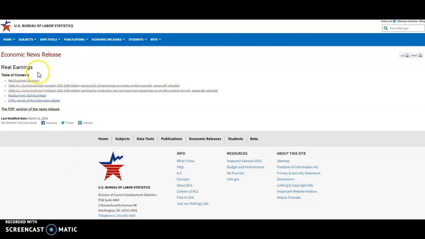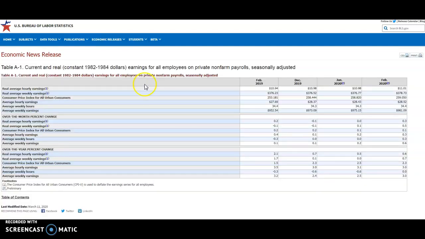Let's go to the table of contents. A very simple report. There's table A1 and A2, and they both give similar information, but A1 focuses on all employees, whereas A2 focuses on production and non-supervisory employees only. Let's go ahead and start with A1. We're taking current and real earnings for all employees on private, that is non-governmental, non-farm payrolls, and it's automatically adjusted for the seasons. Let's take a look at February 2020.